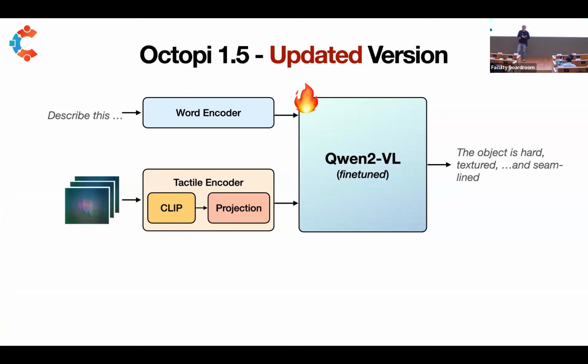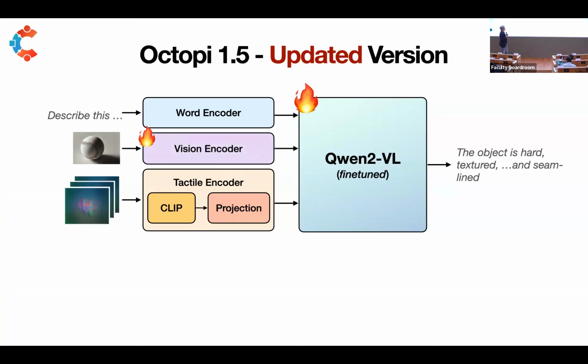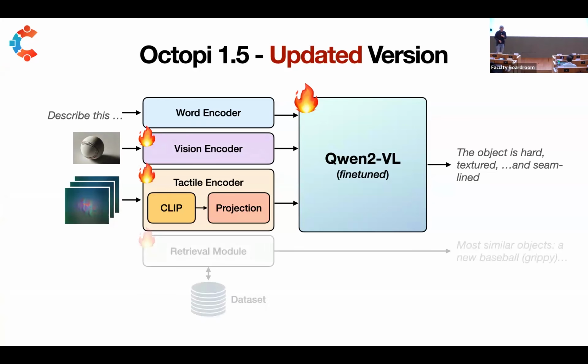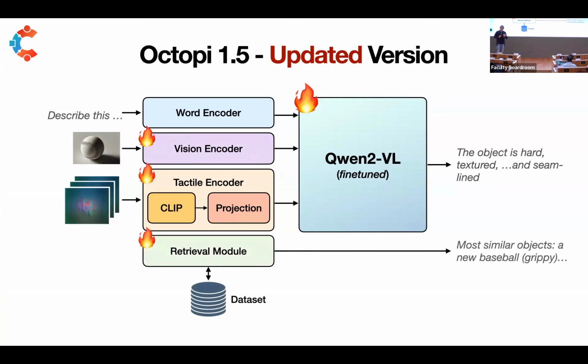This year, we had an updated version, which is 1.5. So we upgraded the LLM to Q1, which is a better model. And then we replaced the vision encoder. So what we did with Octopi 1 was to co-opt the vision encoder. We took the vision encoder, and then we made it into a tactile encoder. But this then meant that the model could no longer process regular vision images. But now we've replaced the vision encoder. So now we can process both vision language, as well as tactile encodings. And we updated that with more data. And also we added the retrieval module.